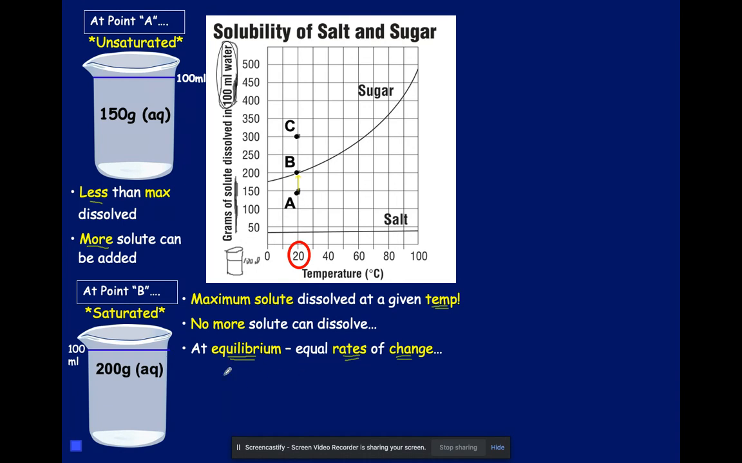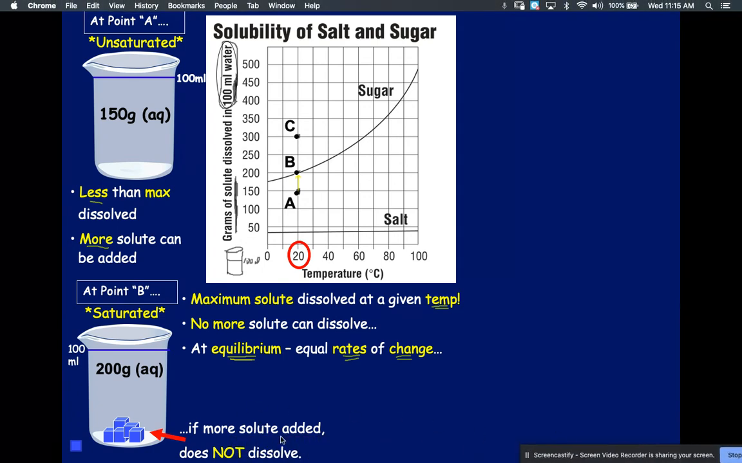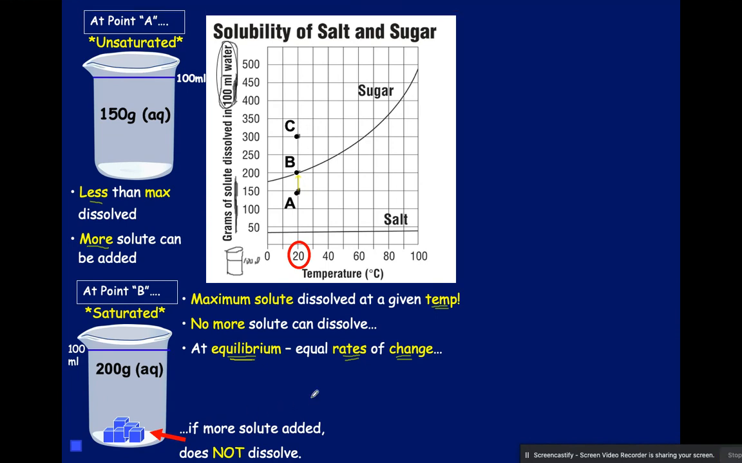Now, what do you mean by rates of change? What changes are we talking about? Well, what happens in this case is, if you add more solute, it actually goes and sits at the bottom, but it really does dissolve and recrystallize at the same time. So basically, you have a strange situation here.